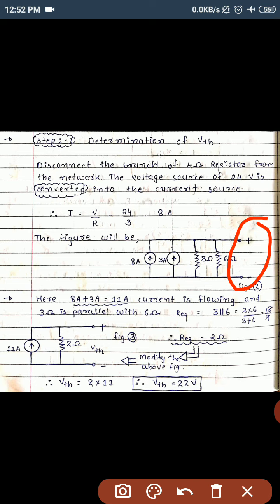Now I equals V upon R. So 24 volt by 3 ohm resistance, so that is 8 ampere current we get. So 8 ampere is placed over here, with the resistor connected in parallel with it, and another 3 ampere is already given in our figure.